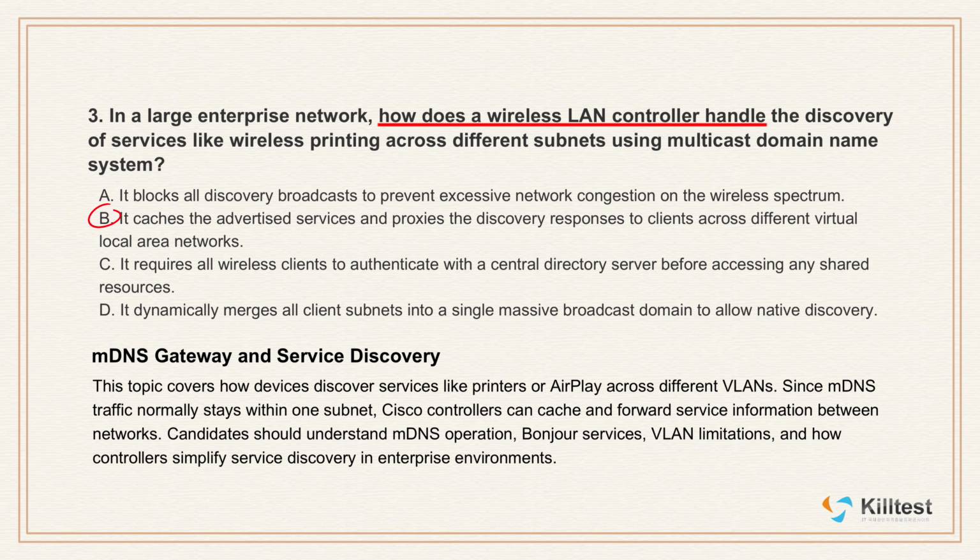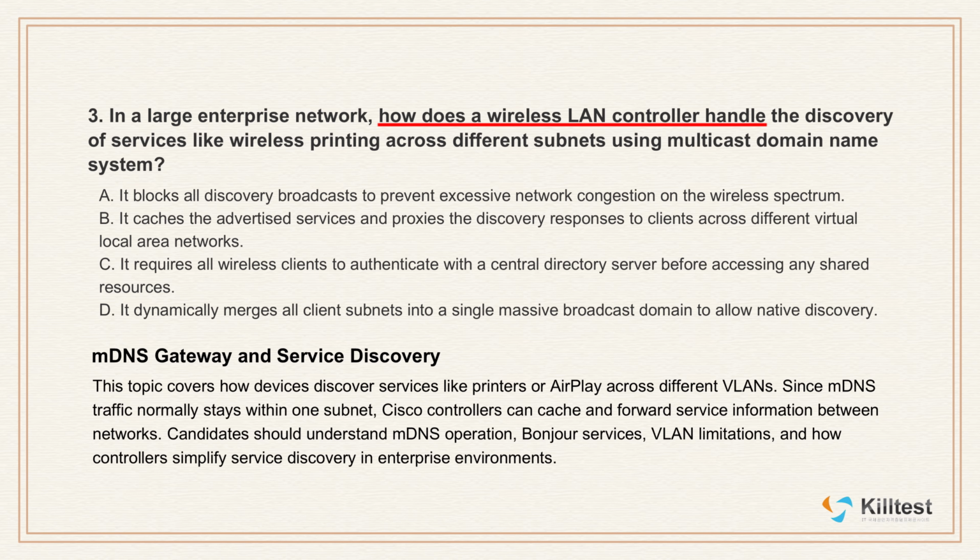Which means option D is a terrible idea, right? Merging all subnets into one massive broadcast domain. Catastrophic. The network congestion would bring the entire infrastructure to its knees. Good to know. And option A, blocking all broadcasts. I mean, it stops congestion, sure, but it completely breaks the functionality. No one could find a printer. And option C, central directory authentication. Authentication is about security, not the underlying mechanism of mDNS shared resource discovery. Yeah, it just doesn't solve the routing problem.